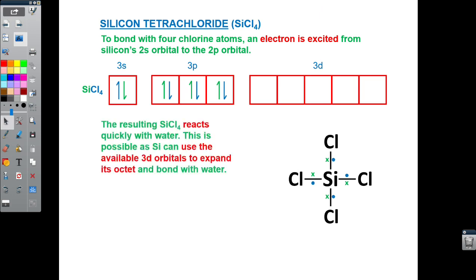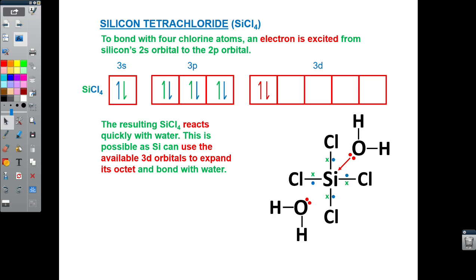Now, this material reacts quickly with water, unlike CCl4. The reason is that silicon can undergo octet expansion. The 3d orbital here is close enough in energy to the 3p for it to be available for bonding. So what can happen here is that a water molecule can come in. Obviously, it's got 2 lone pairs of electrons on its oxygen. I've just shown 1 here. And it can coordinate those electrons to the silicon, the electron pair from the oxygen in water going into the 3d orbital. Carbon had nowhere to put those electrons, so could not react with water.